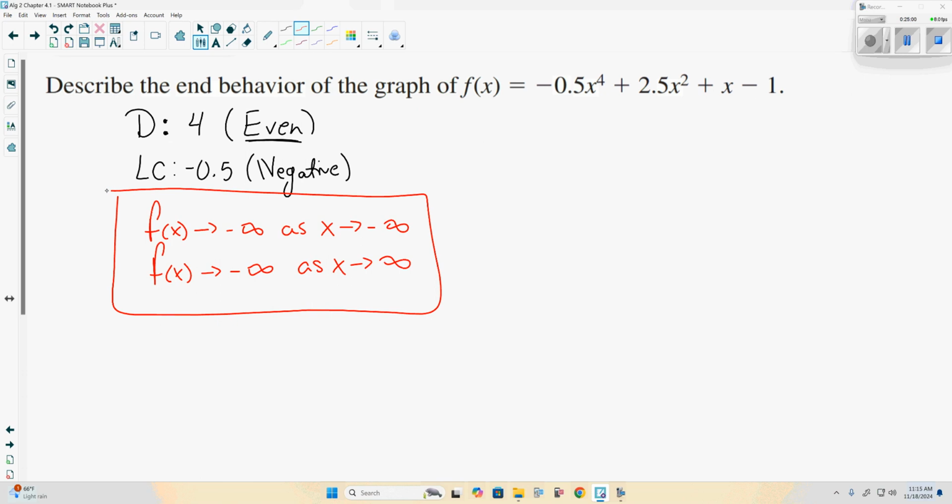Questions on this here? Because really all we're saying, as we go from positive to negative infinity, as we get bigger and smaller values of x, what are the y values going to do? Because they're going to act in one of 4 ways. They're either going to go to positive infinity or negative infinity.